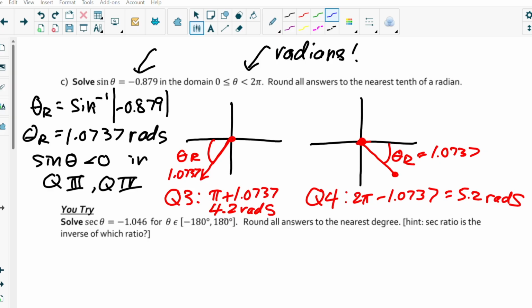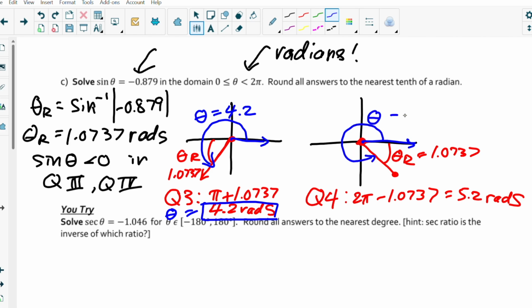Okay, before we move on, let me sketch it out. So this one, 4.2 radians, what does that look like? That's the angle in standard position. So I start at the initial arm, sweep all the way through. This is my angle in standard position, 4.2 radians. Initial arm, sweep it all the way through. This is my angle in standard position, 5.2 radians.